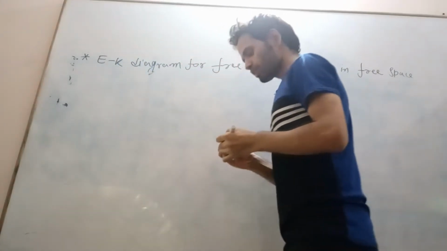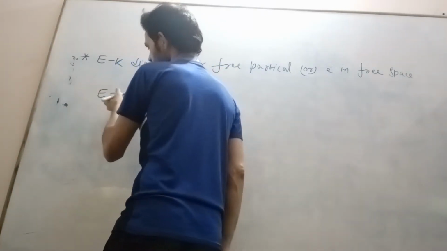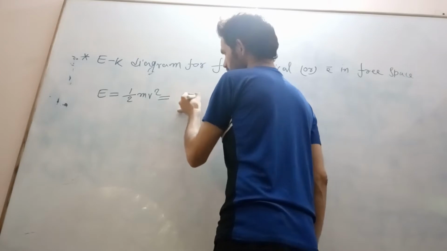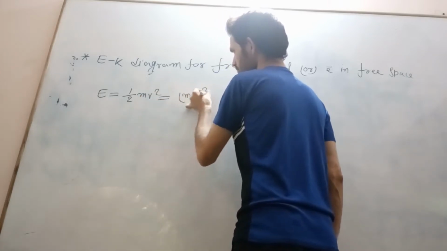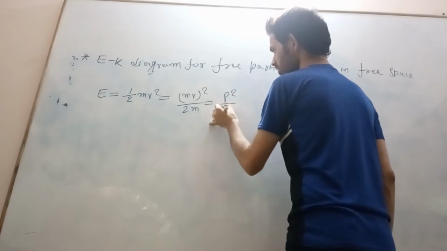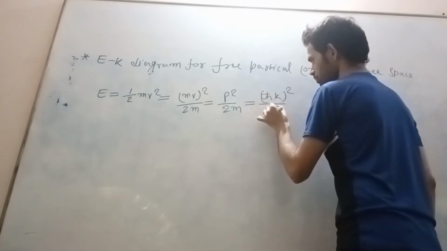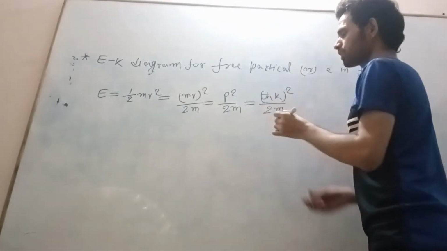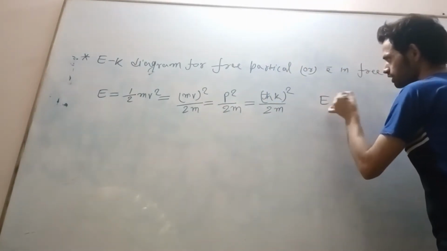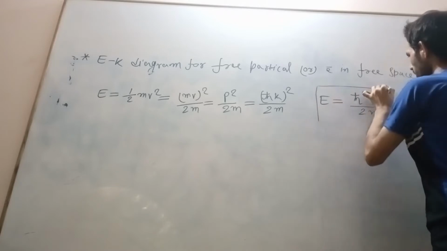Now see here, as we know very well from the energy versus momentum equation, the kinetic energy of a particle is equal to half of mv square. Now multiply both numerator and denominator by mass. You will get mv whole square divided by 2m, which is further equal to p square by 2m, which is equal to h cut k whole square divided by 2m. This is the energy versus momentum equation. Finally we got E equal to h cut square k square divided by 2m. This is my final equation.